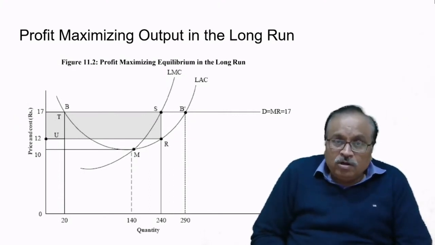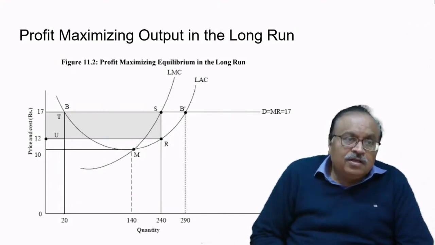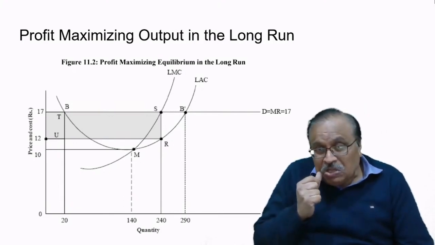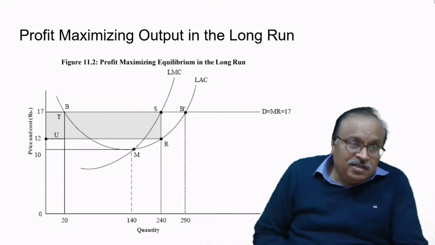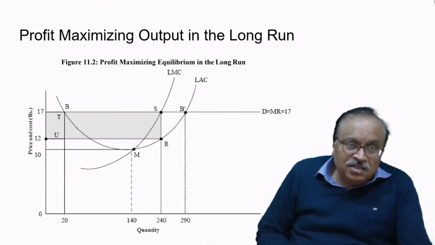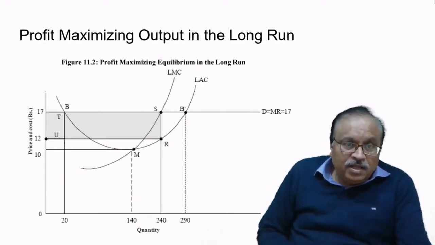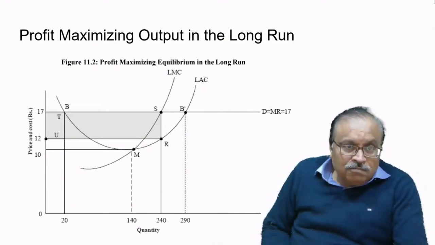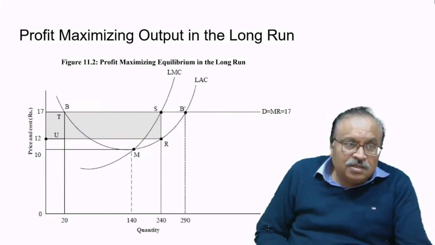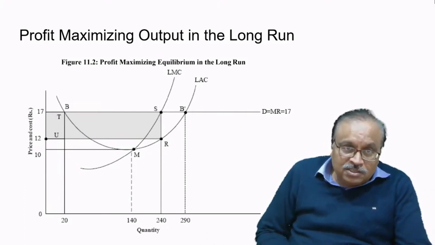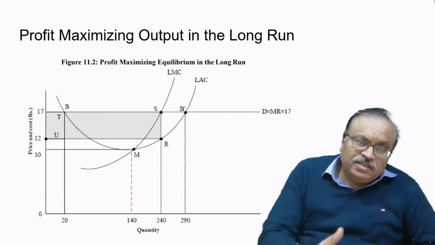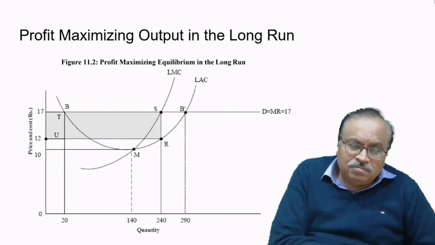In the long run, how does the profit maximizing equilibrium work? In the long run, we have the LMC and LAC curves. There is a block, BSUR, which is the margin, the money which remains with the profit maximizing output. So by selling the quantity, you can increase the profit also.